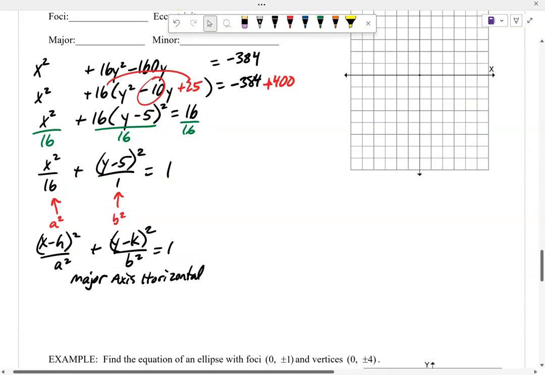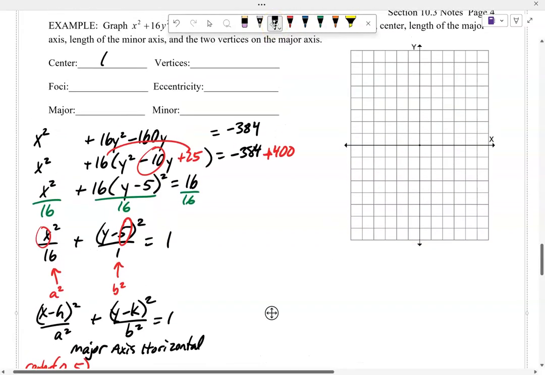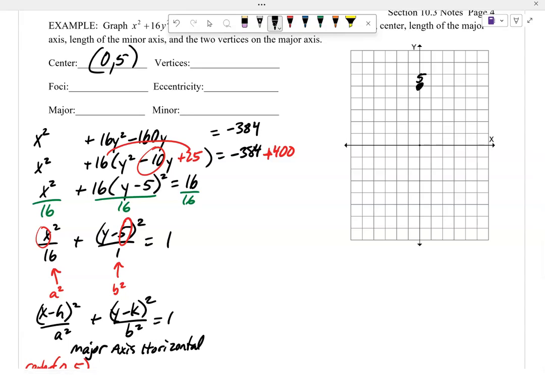Now, let's identify our center, h, k. See how I have x minus h? I just have an x, so it's like x minus 0. So h is 0. Y minus k, there's my k, 5. So 0, 5 is my center of this thing. Just put a C for my center here.